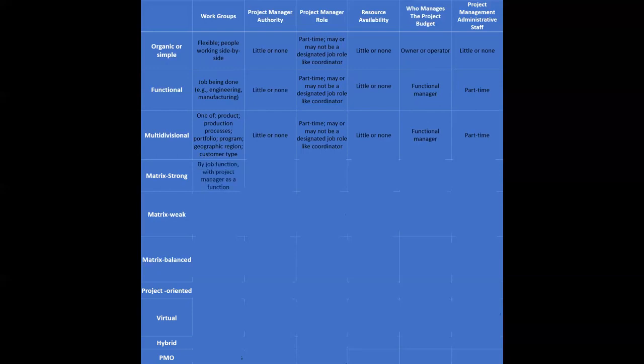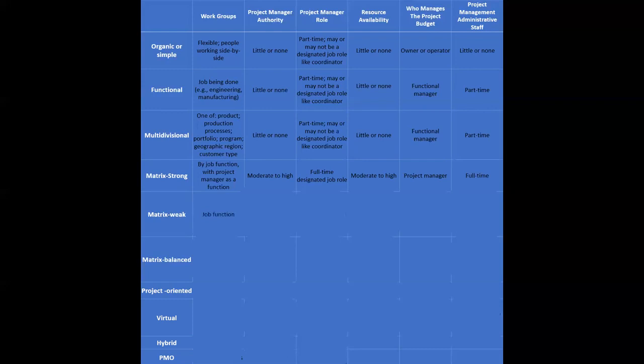In case of matrix strong, the work groups are organized by job function with project manager as a function. For project manager authority, it would be moderate to high. Project manager role would be a full-time designated job role. Resource availability shall be moderate to high. And who manages the project budget would be the project manager. Project management administrative staff would be full-time.